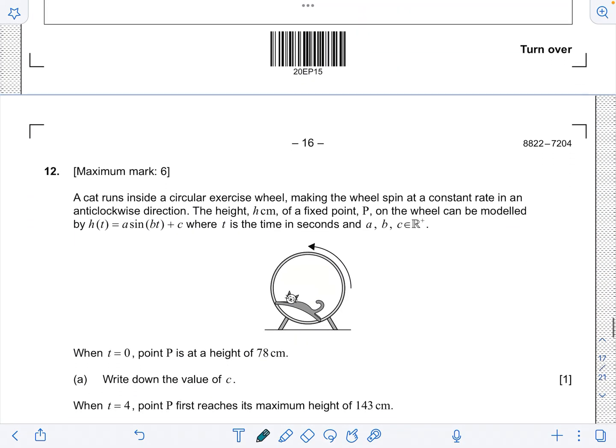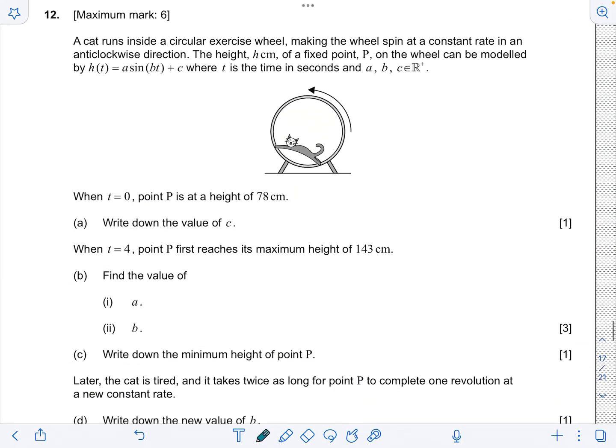Okay. Here we get to a trig modeling problem. So notice there is lots of modeling on this SL paper 1. We are told that we have a sine function. So that's one thing you need to note. And we're told that when t equals 0, the height is 78. So you should remember that sine functions start at the origin and then go up and down and up and down.